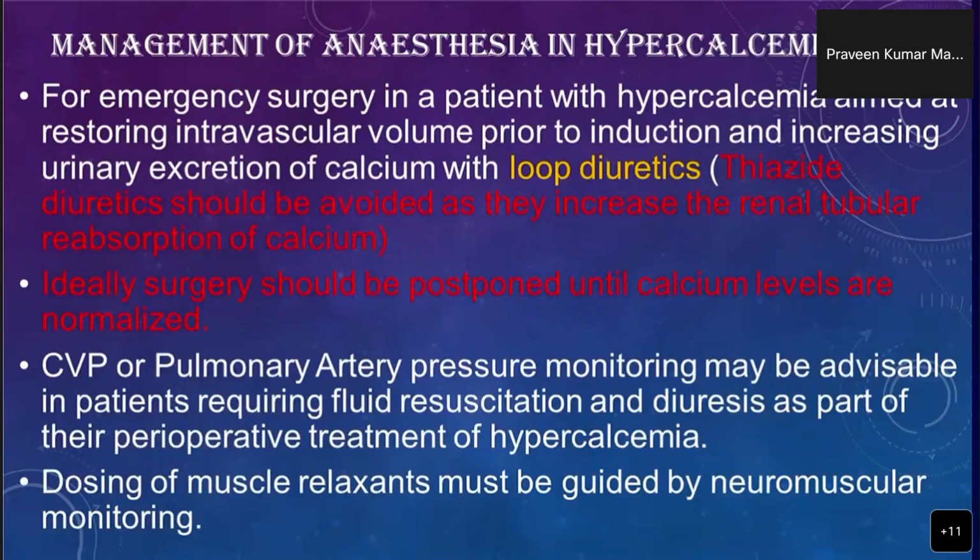The management of anesthesia in hypercalcemia: ideally the surgery has to be postponed until the serum calcium level is normalized. In case of emergency surgery for hypercalcemia, we have to restore the intravascular volume prior to induction and increase the urinary excretion of calcium with loop diuretics. Thiazides have to be avoided as they increase the renal tubular reabsorption of calcium. Central venous pressure or pulmonary artery pressure monitoring is advised for fluid resuscitation, and dosing of muscle relaxants must be guided by neuromuscular monitoring.